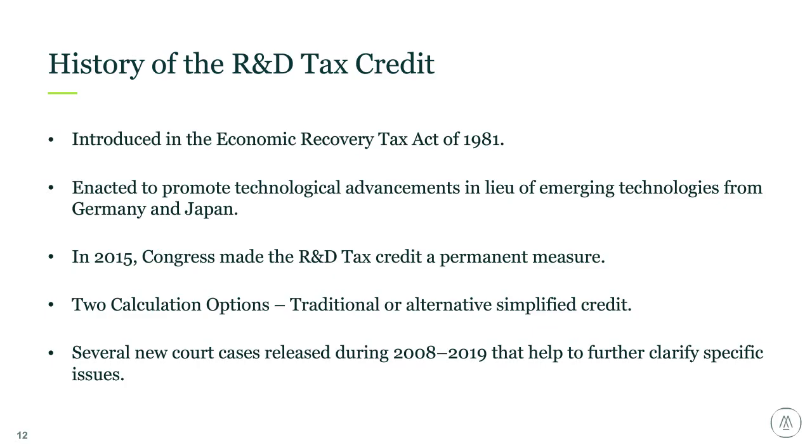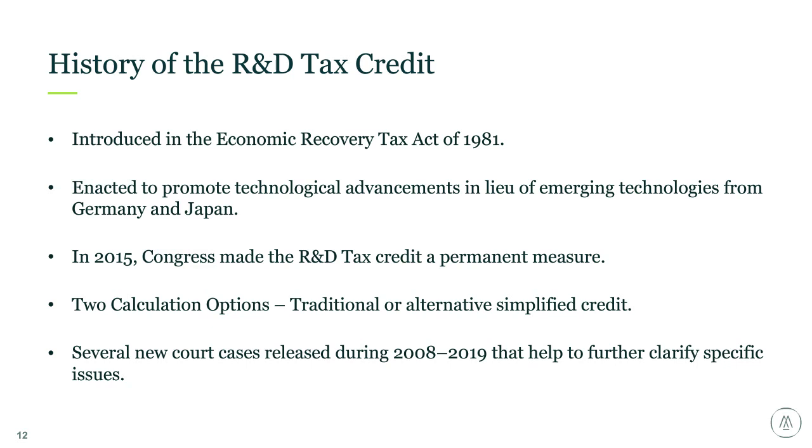To start off, we'll do just a brief history of the credit. The R&D credit was enacted in 1981 by the Economic Recovery Tax Act. The reason for the R&D credit was to promote technological advances within the United States in light of some emerging technologies that were coming out from Germany and Japan. In the past, the R&D credit hasn't been a permanent tax credit, and every few years it gets put back on the table. Congress has to decide, should they keep it, or are they going to let it disappear?